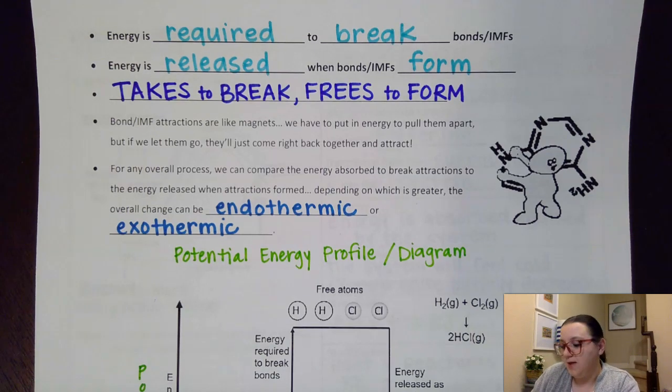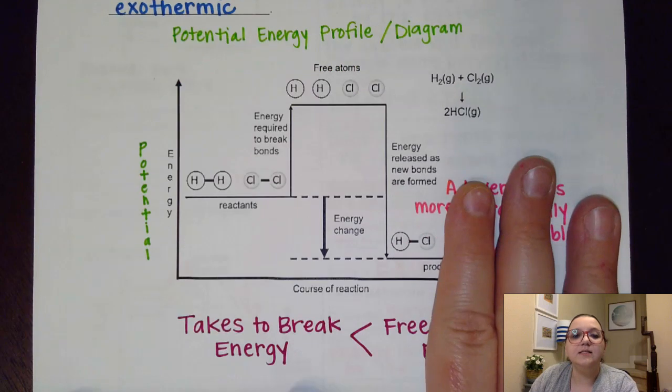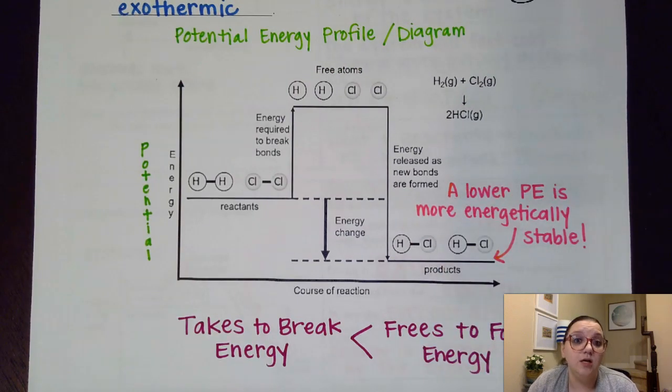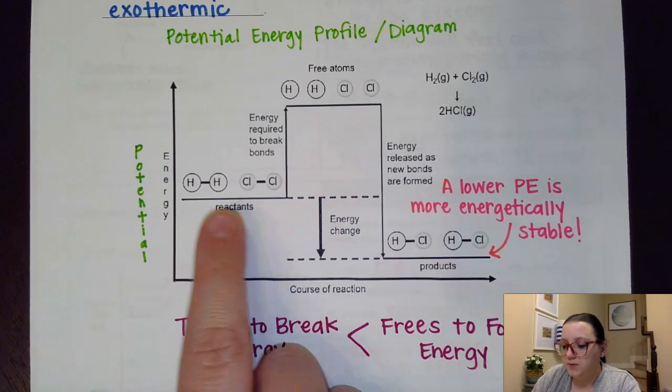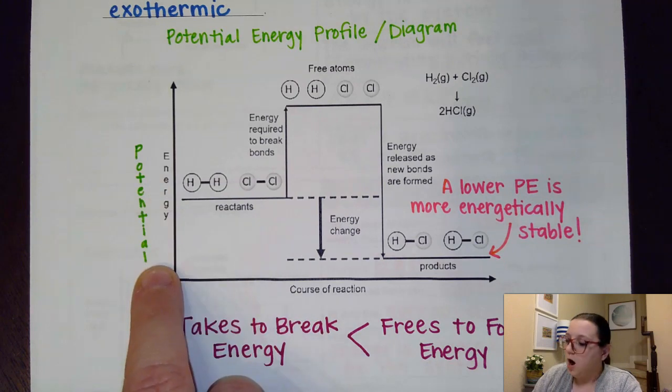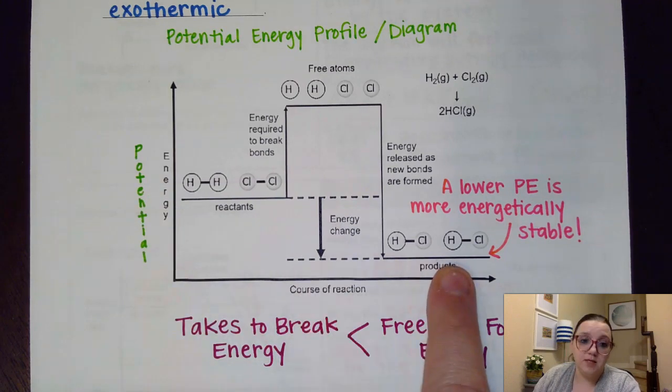So to see an example of that, this is a very, very simplified version of a potential energy profile or potential energy diagram. We saw these last unit already. We talked about these when we dealt with kinetic mechanisms, and the fact that we start with our reactants over here and they have a particular potential energy. Our products also have a particular potential energy.